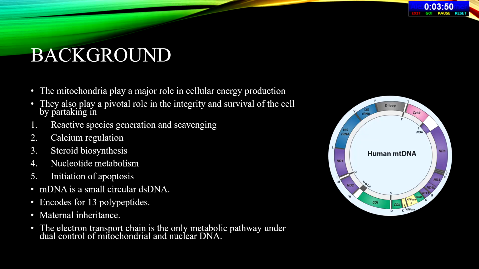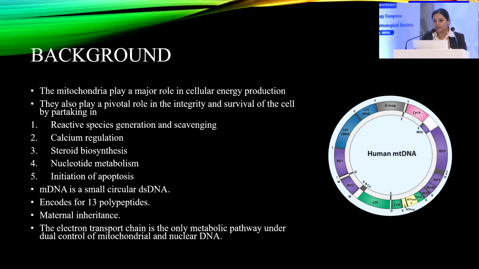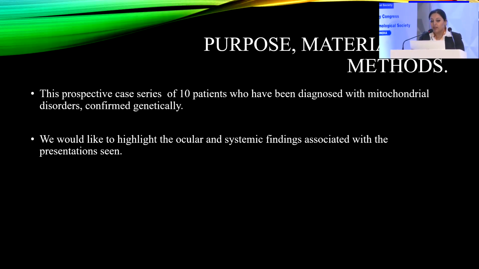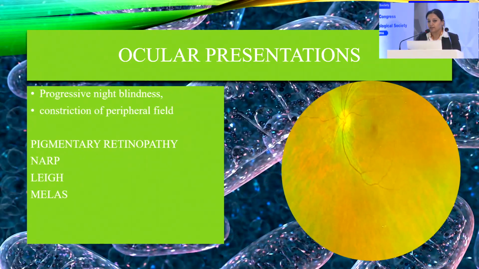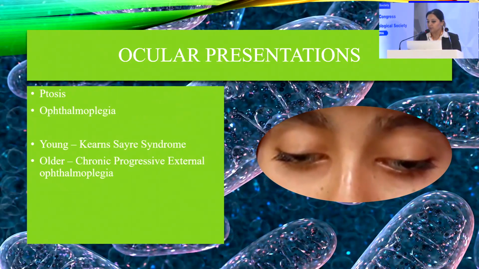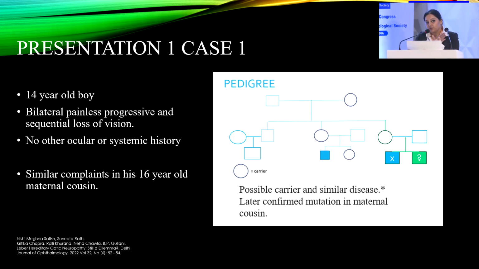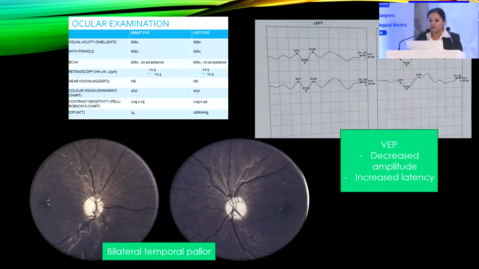So mitochondrial DNA, we know it's circular double-stranded DNA, which is transmitted maternally. Here we've seen 10 patients who are diagnosed with mitochondrial disorders genetically, and we've tried to categorize them into their ocular and systemic findings. The first group of presentations we saw were of optic atrophy, retinitis pigmentosa, and external ophthalmoplegia and ptosis. The first group, again, of patients with optic atrophy, we had these young teenage boys with bilateral painless progressive and sequential loss of vision.